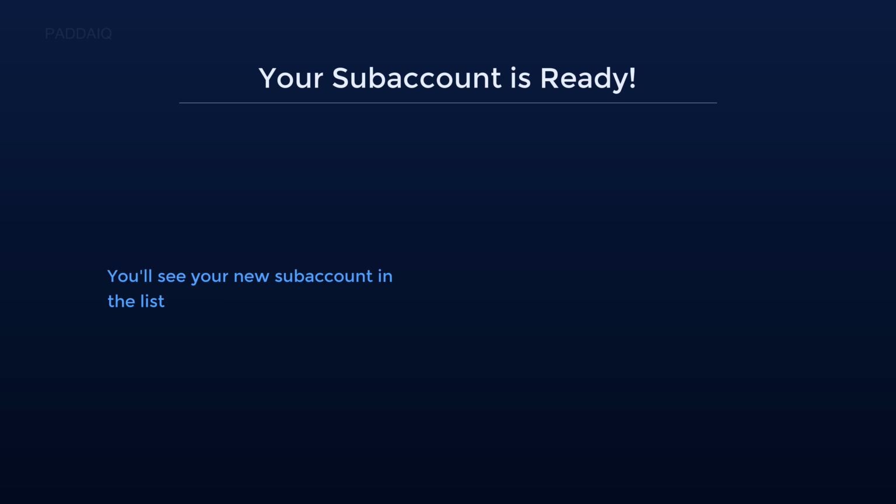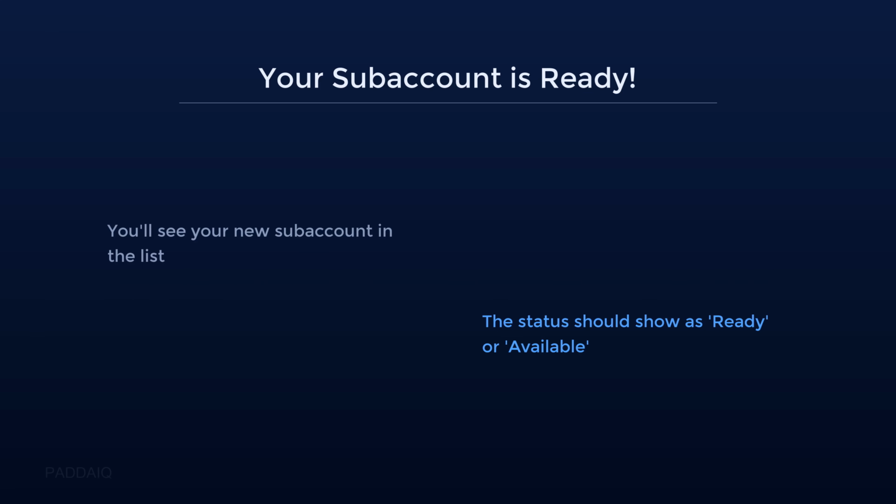You will see your new subaccount in the list. This means your setup is complete, and it is now visible among your other accounts. For example, after creating a Dev Team Alpha subaccount, it appears alongside production and testing. This confirms you can now proceed to configure and deploy your applications.